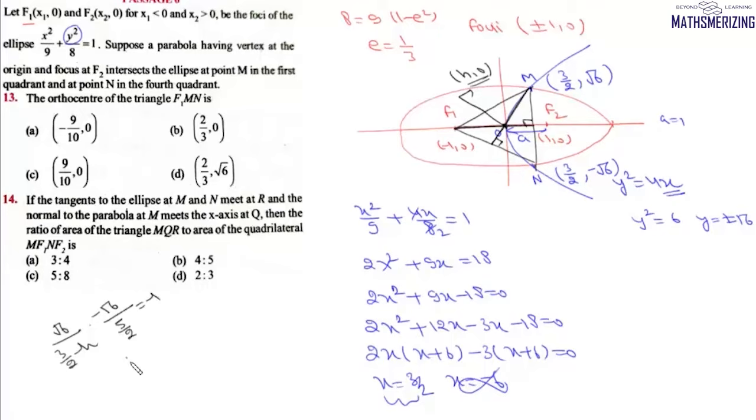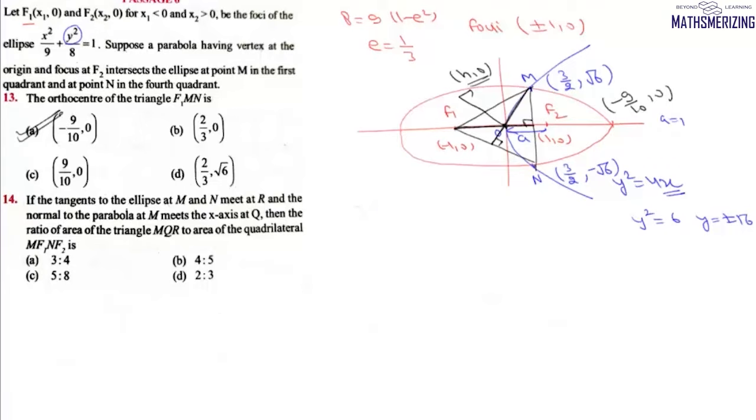So we can simply write 12 upon 5 and it is equal to 3 by 2 minus h. So value of h simply will be 3 by 2 minus 12 by 5. So that should be 15 minus 24 will be simply minus 9 by 10. So orthocenter for this triangle is at minus 9 by 10, 0, and that's your option number A.